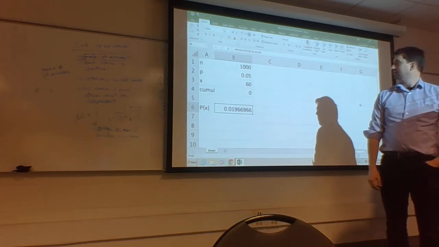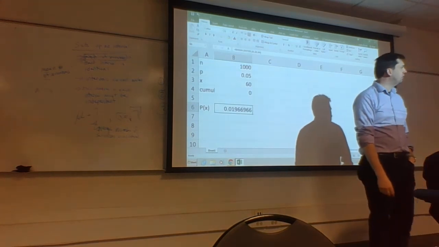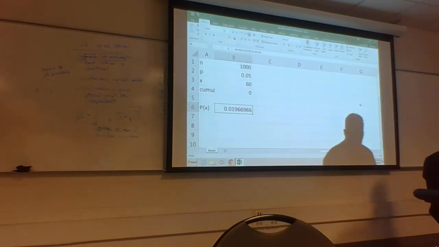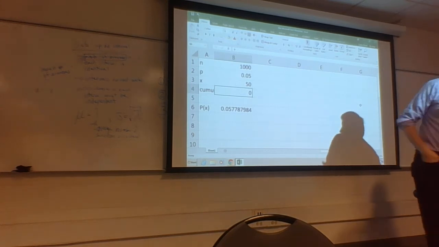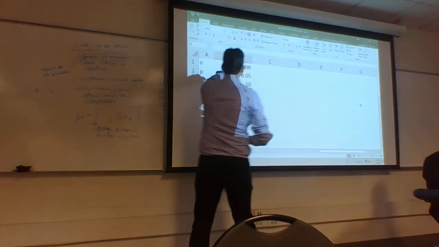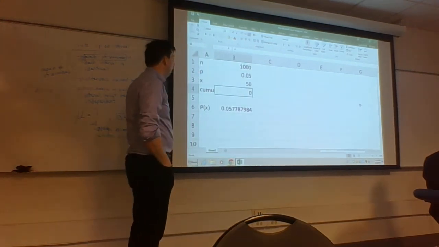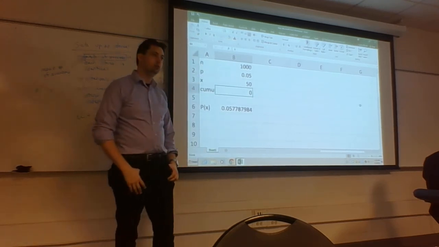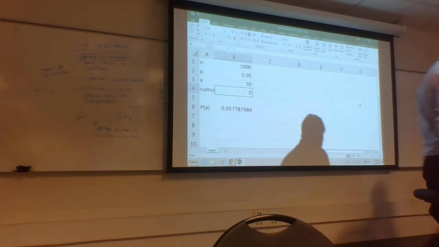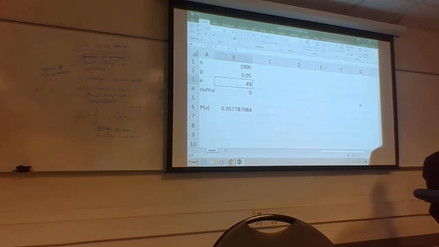Well, that doesn't seem very likely. What about the 50% chance? If I put 50 in? I think we're done. 50 is the average. Remember, 50 would be the average. 50 would be 0.05, the probability, times n, the number of trials, 1,000. 1,000 times 0.05 is 50. So we get about a 5.8% chance there. It doesn't change very much.